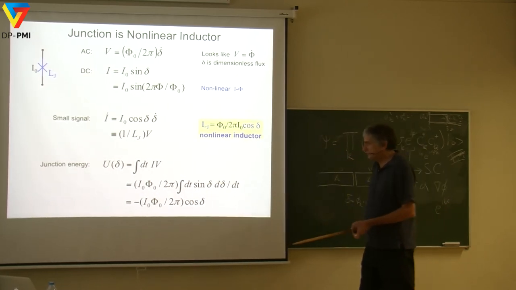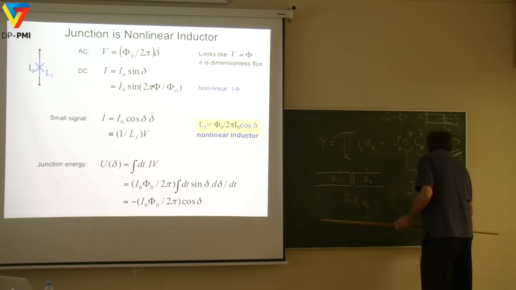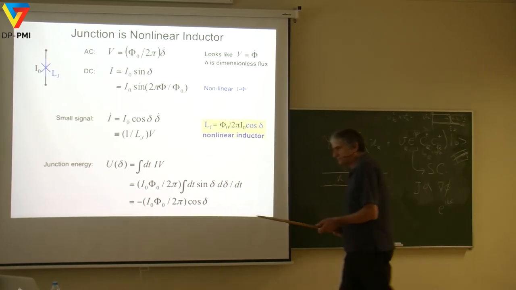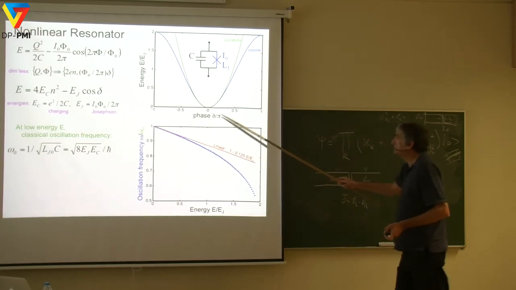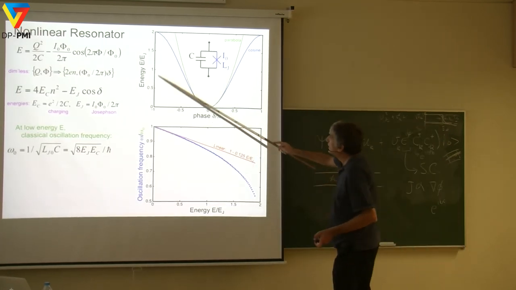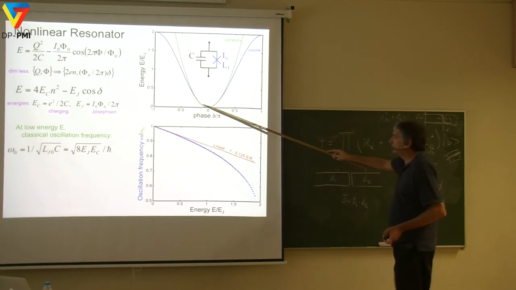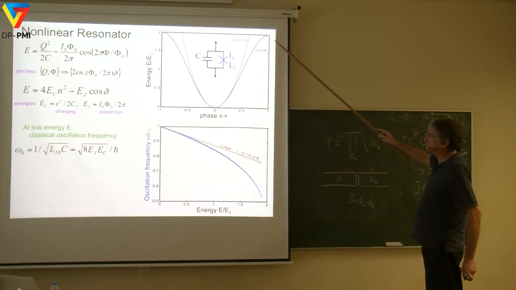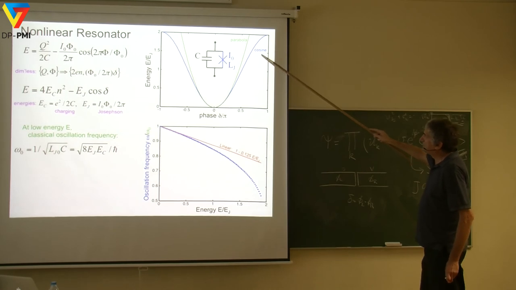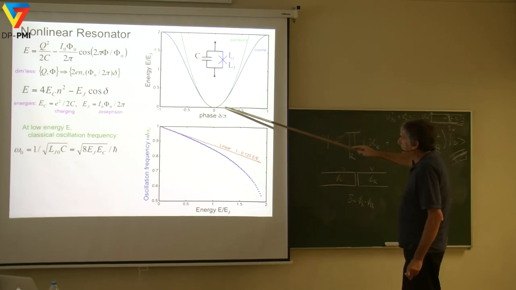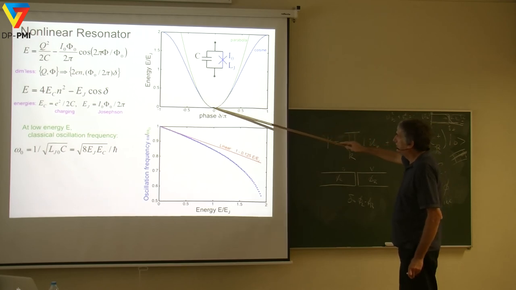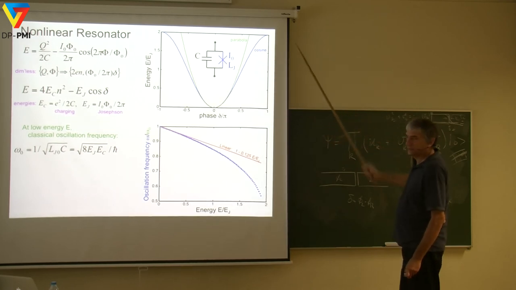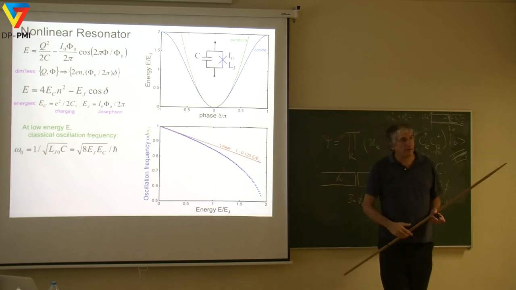Okay. And this energy is very interesting. Maybe I do, I have that plotted? Yeah, I have it plotted. Okay, so this is phase, and this is energy. So this is the minus cosine, which I just wrote there. And you see that if you compare it with a parabola, which is matched up right here, it's harmonic at the bottom, and then it flattens out because of the cosine at the top.